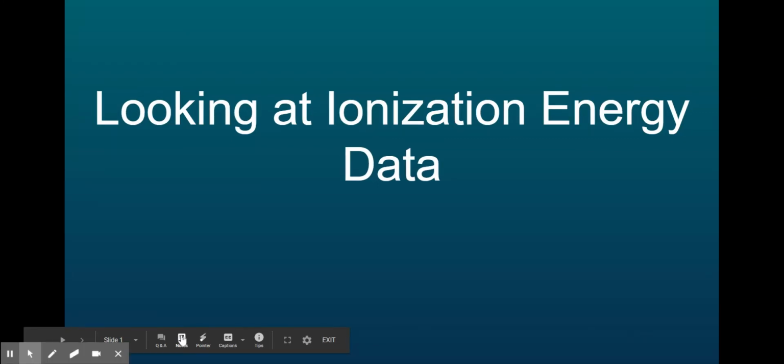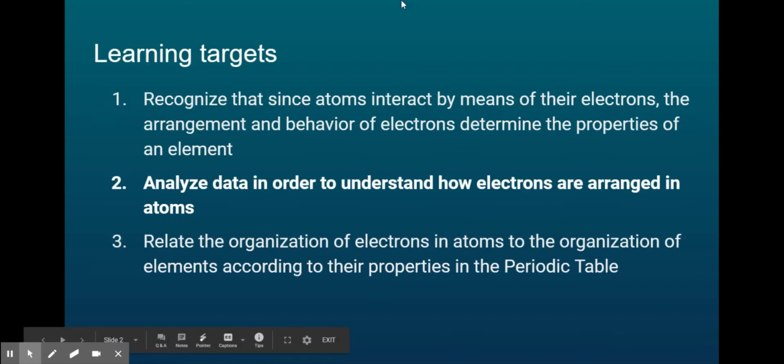All right, now you have learned about how ionization energies are measured with photoelectron spectroscopy. We are going to look at some ionization energy data. So our first learning target, again, was recognizing that the arrangement of electrons is important because it relates to the properties of elements.